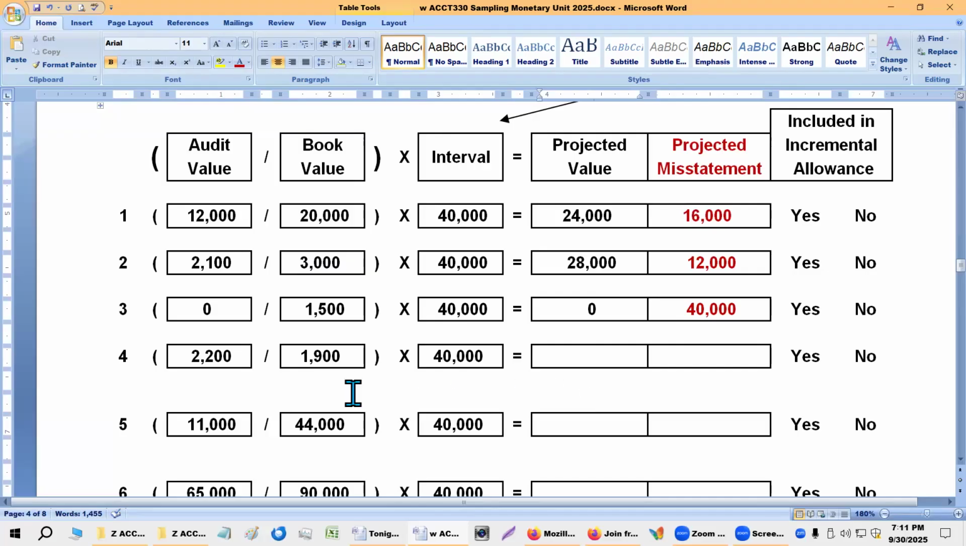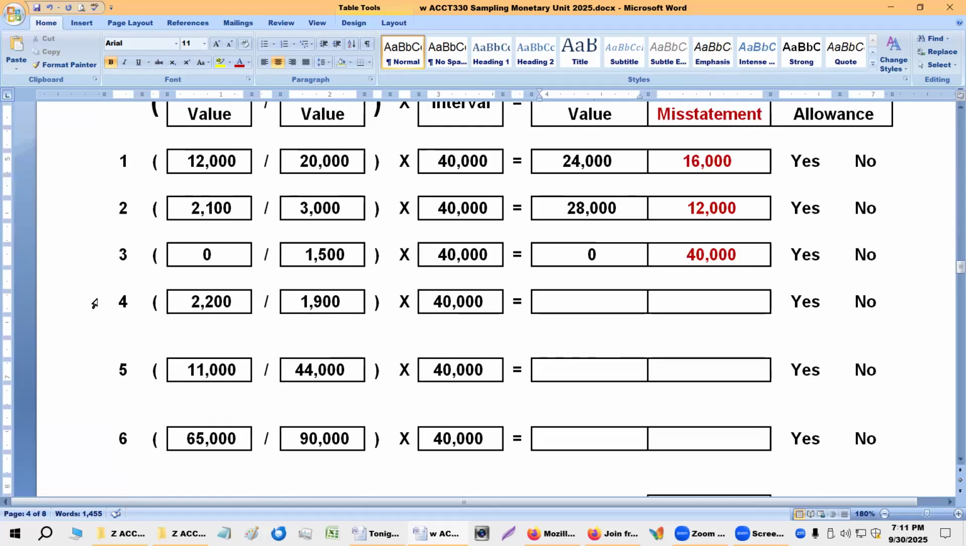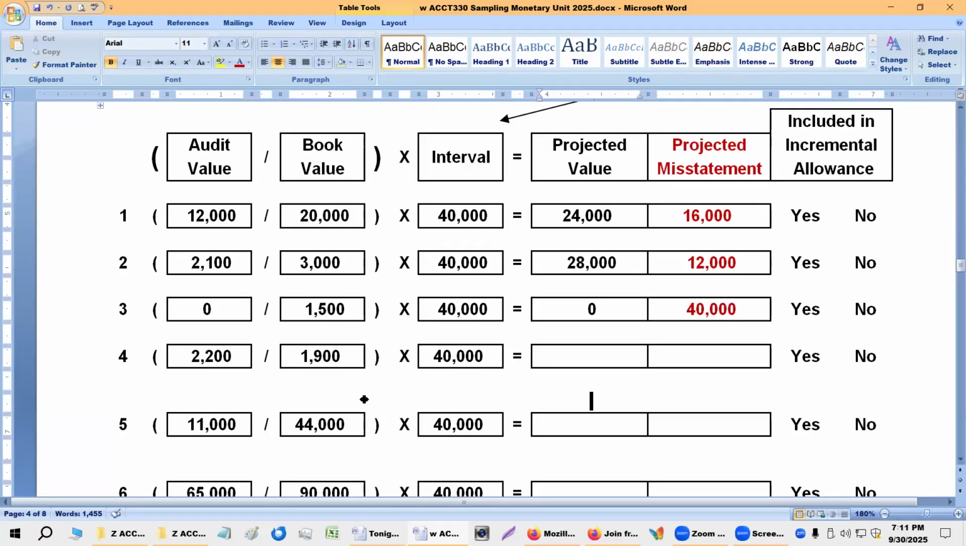Okay, now these last 3 are wacky. What is odd about number 4? What's different about number 4, for instance, than for number 1? The book value is less than the audit value in number 4. This is understatement.